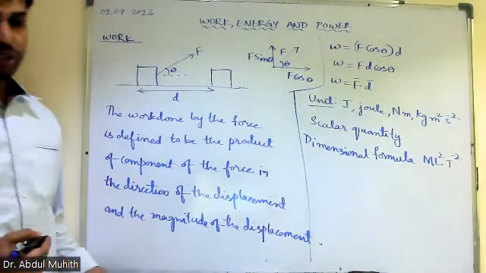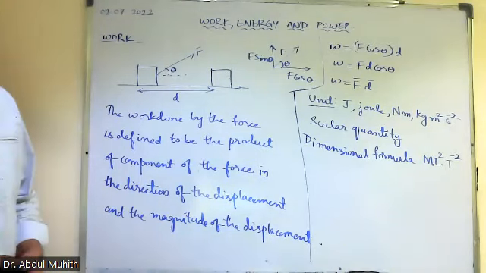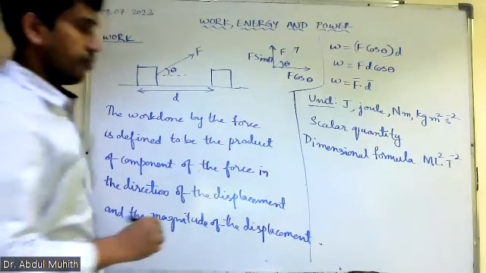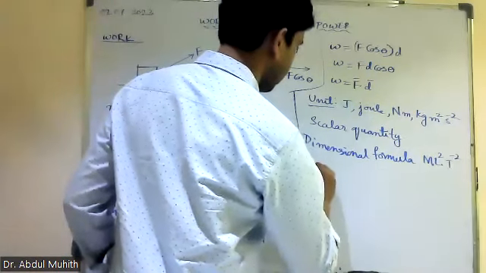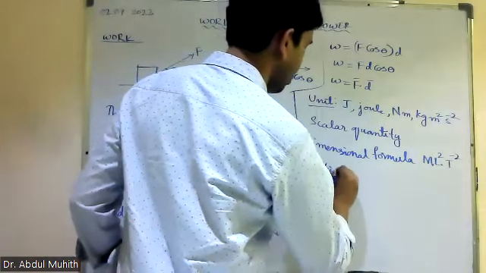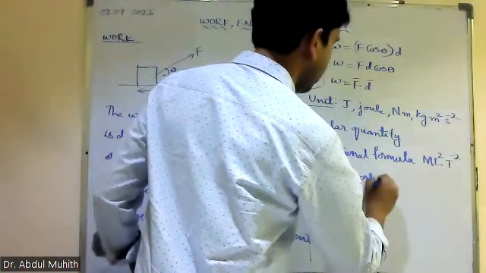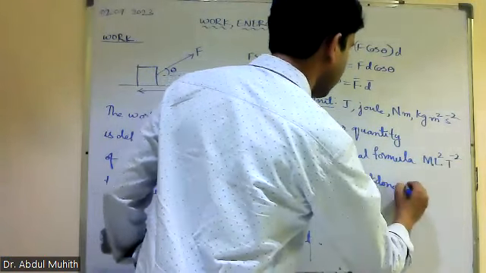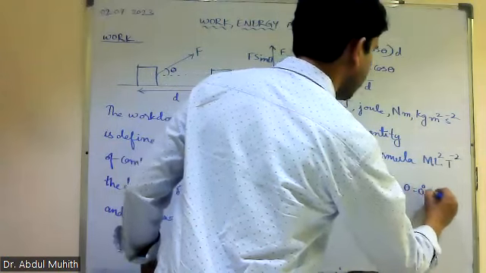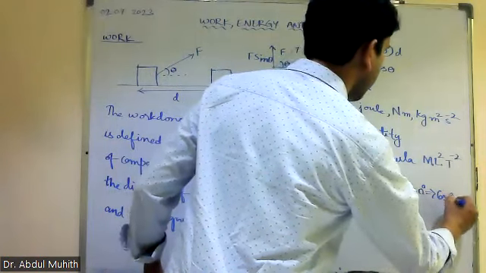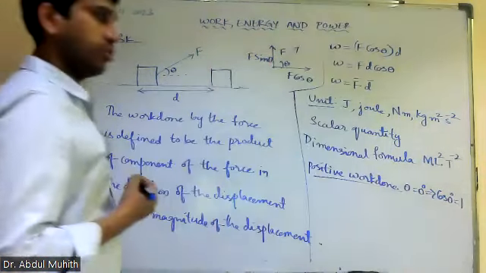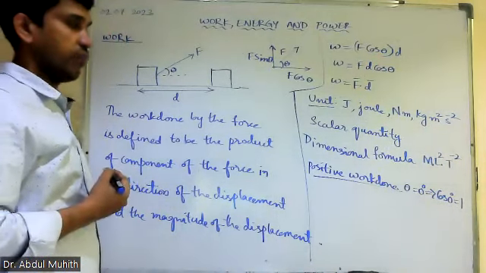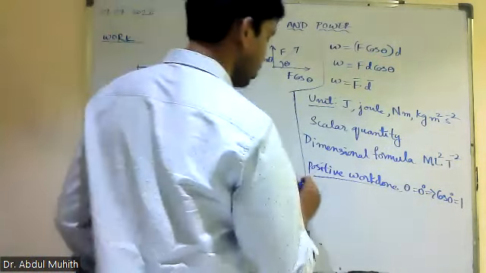Now we have positive work done, negative work done, and zero work done. The first case is positive work done. In positive work done, what is the meaning of that? Theta equal to 0 degrees implies cos 0 value is 1. So what is positive work done?